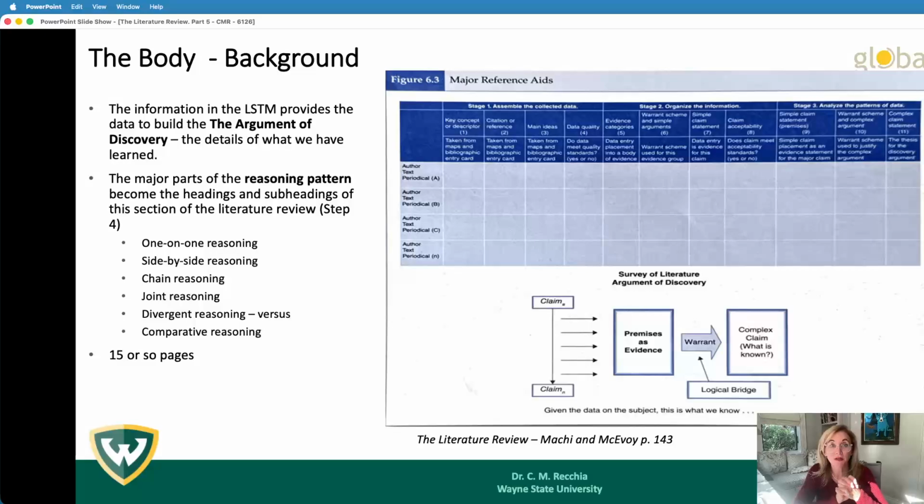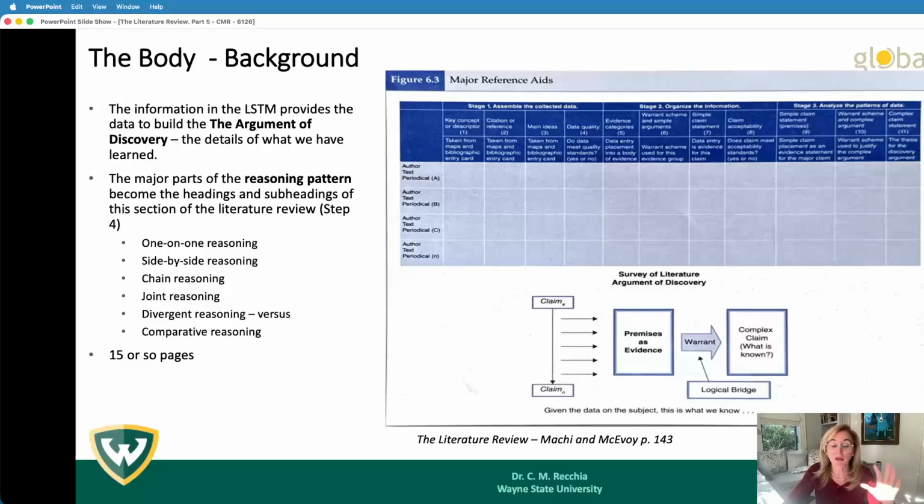And the major parts of the reasoning pattern become the headings and subheadings of this section of the literature review. So you remember when we were building these claims, where these authors with this statement create this premise, this author with this statement, these become your subheadings. In my case, it was the advantages of software as a service, agility, and pay-as-you-go, etc. Those all became subheadings. There's a paragraph on each one of these. So this is a very long section of your literature review.